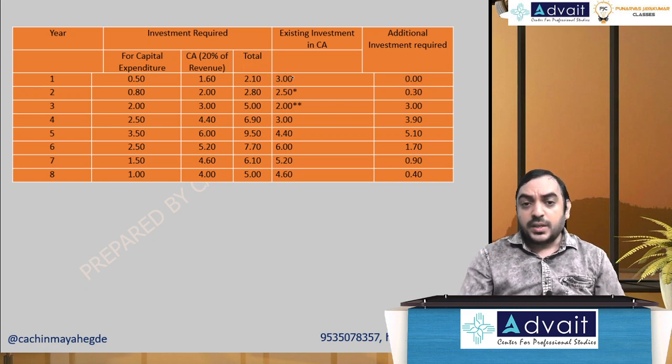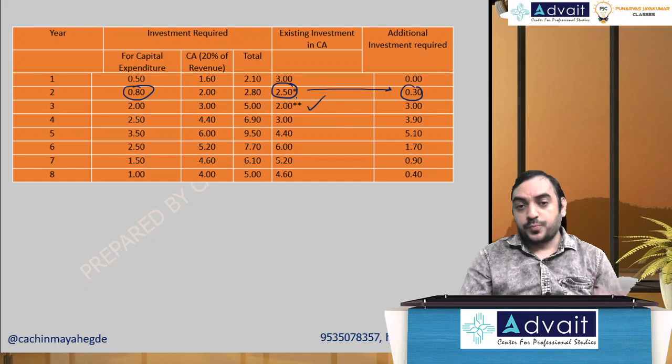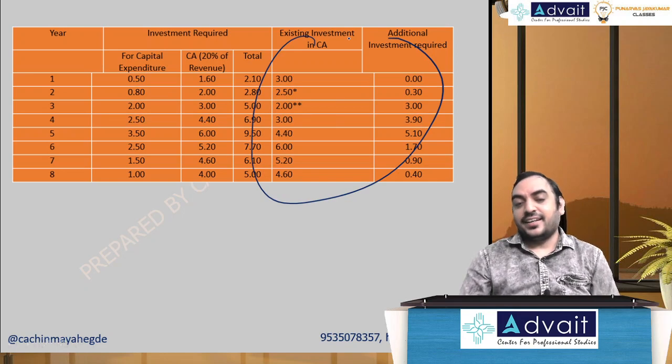And then this 3 becomes 2.5. How? They have purchased 0.5 existing investment. Then this total 2.8, 0.8 plus 2. 2.8 minus 2.5 becomes difference 0.3. And then from 2.5, they have purchased the capital expenditure 2. So 2.5 was existing investment, 0.3 additional investment. So this became 2.8 minus capital expenditure what they spent, that becomes 2. Then 2 plus 3, 5 minus 2 became 3. 3 plus 3.9, 6.9 minus 2.5 became 4.4. Like that they have calculated.